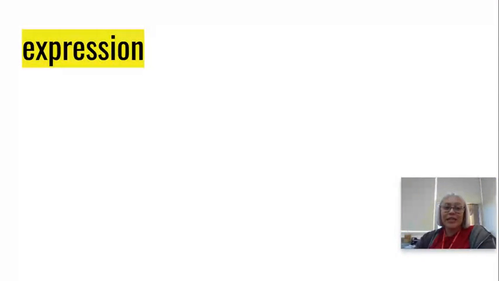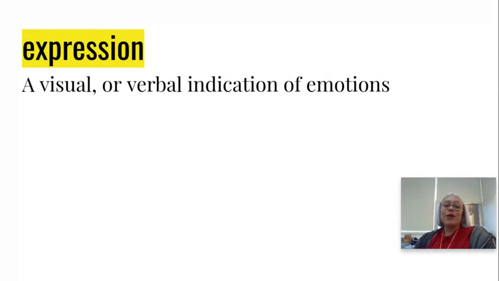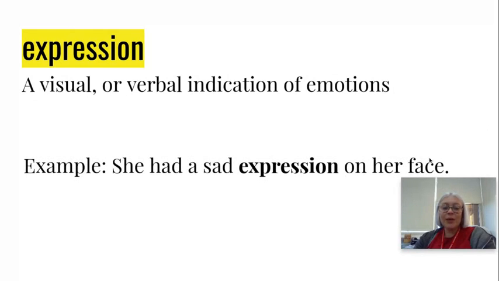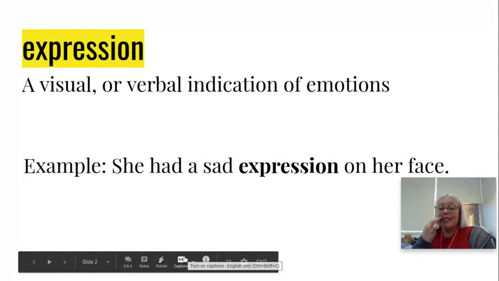Your first word is the word expression. So, an expression is a visual or a verbal indication of emotions. So, visual, that means something that we can see with our eyes, and verbal, that is something like a sound that we make or something that we say. So, my example is she had a sad expression on her face.